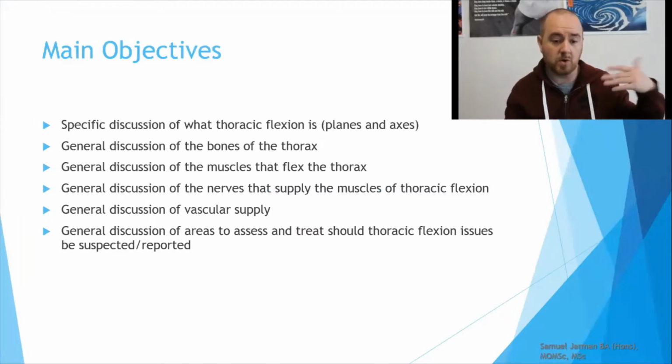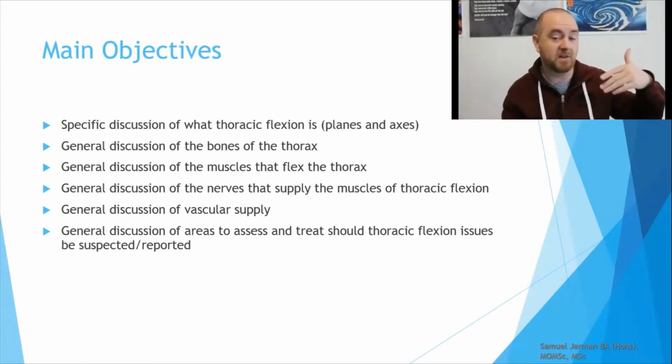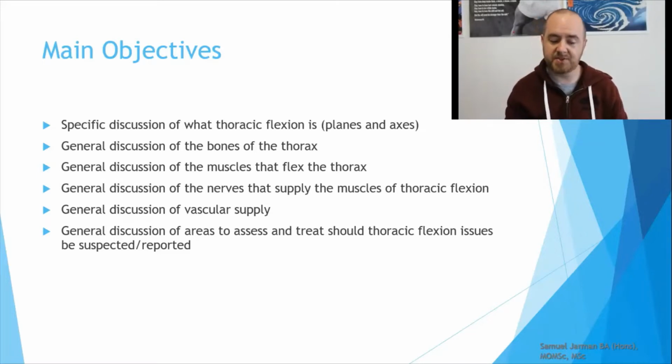Now our objectives here are to have a specific discussion of what thoracic flexion is with respect to planes and axes, a general discussion of the bones of the thorax, a general discussion of the muscles that flex the thorax, a general discussion of the nerves that supply the muscles of thoracic flexion, a general discussion of vascular supply, and then a general discussion of the areas to assess and treat should thoracic flexion issues be suspected or reported by the patient. Now, as we seem to do consistently, I'll probably touch on some of that as I go with respect to the areas to assess and address, or assess and treat rather, but there will be a specific wrap up of that at the end of the presentation.